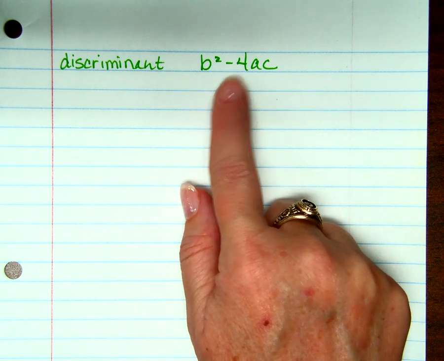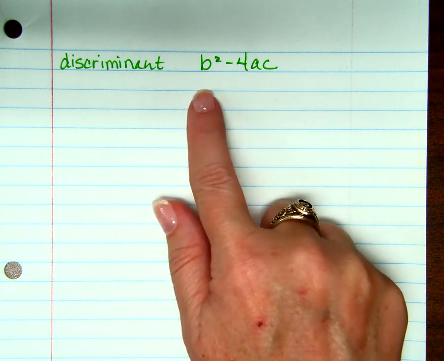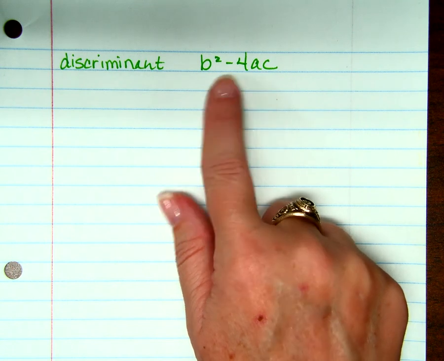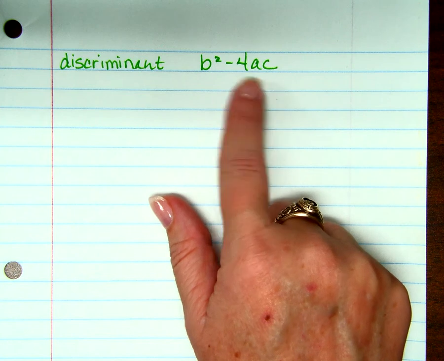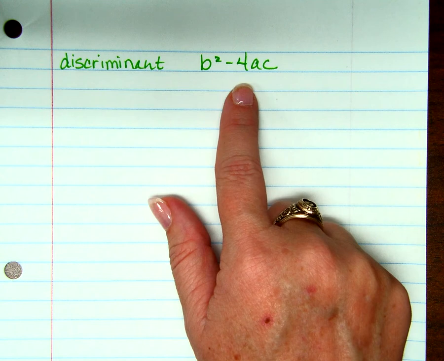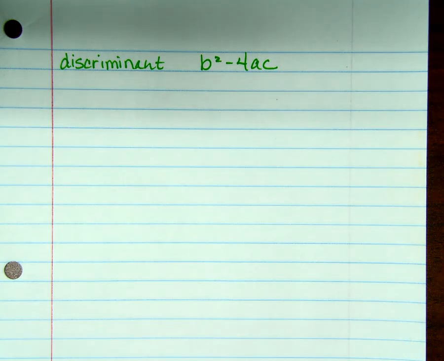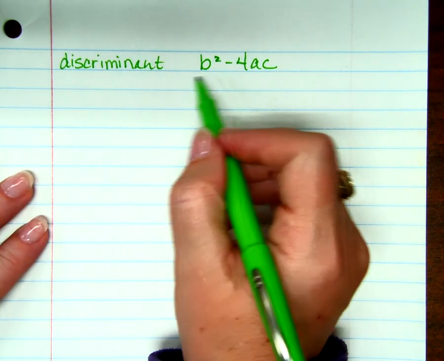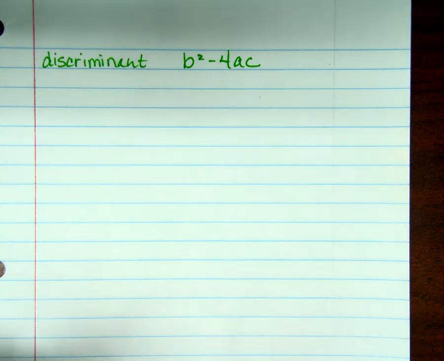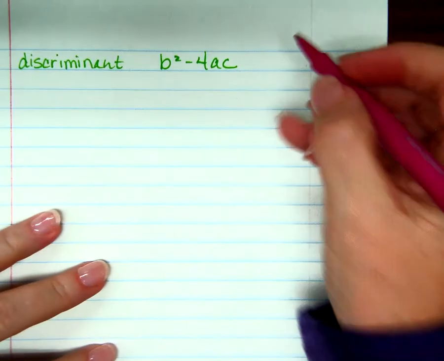Now, do you remember singing this part of it? B squared minus 4ac. This is the discriminant. Notice that we didn't sing the square root of b squared minus 4ac, right? Discriminant is only b squared minus 4ac. It's what's inside the square root sign. Here's what I need you to know about the discriminant. We can actually know how many solutions a quadratic has just by looking at the discriminant. I'm going to write this down so we can talk about it real quick.